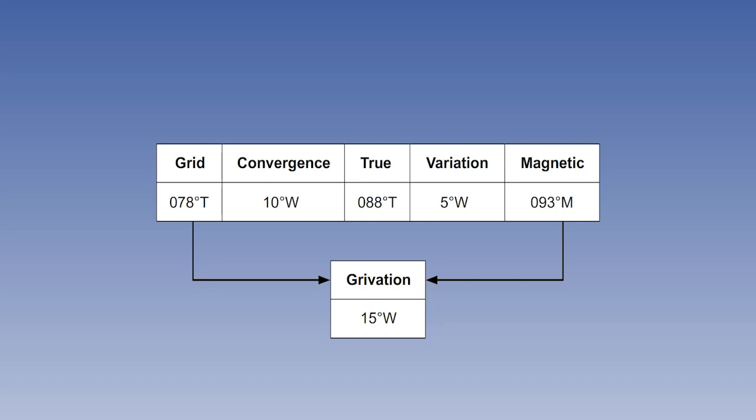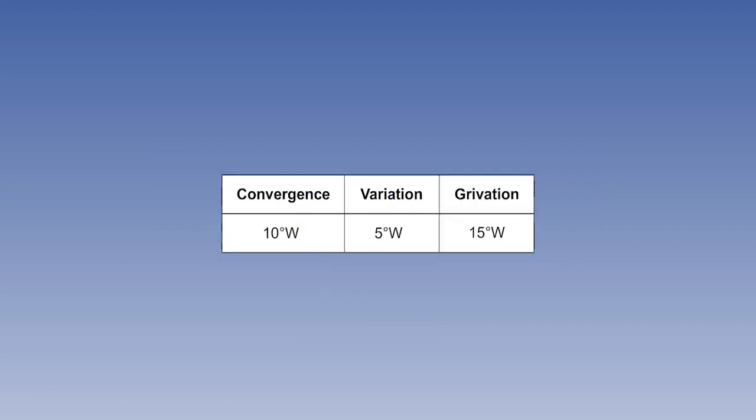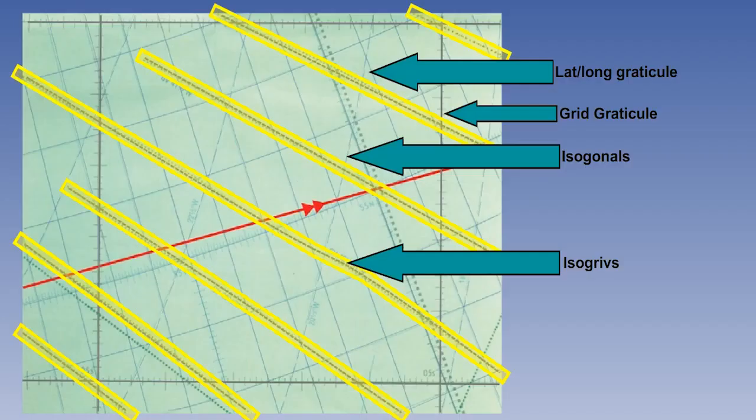By the term algebraic sum, we mean that if the signs of variation and convergence are the same, we add them. If they are different, we take the difference. For instance, a convergence of 10 west and a variation of 5 west gives us a gravation of 15 west. However, if the convergence were 10 west and the variation were 18 east, the gravation is 8 east.